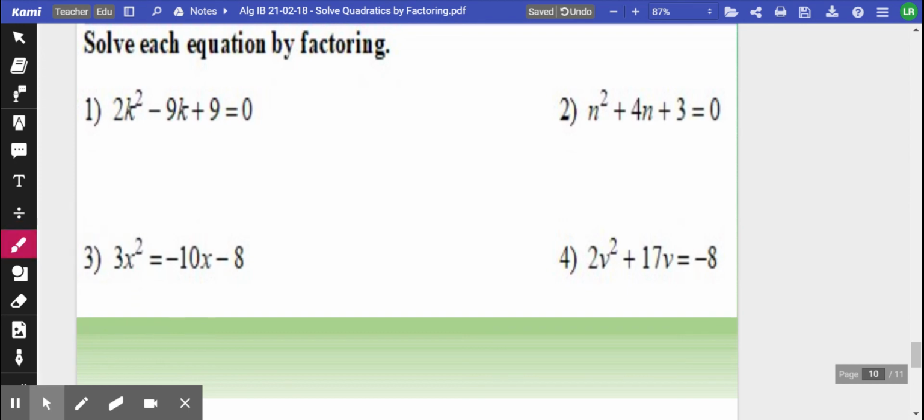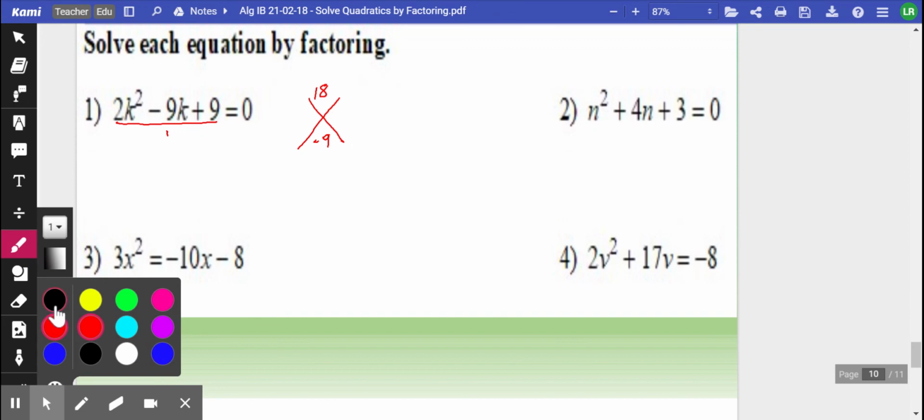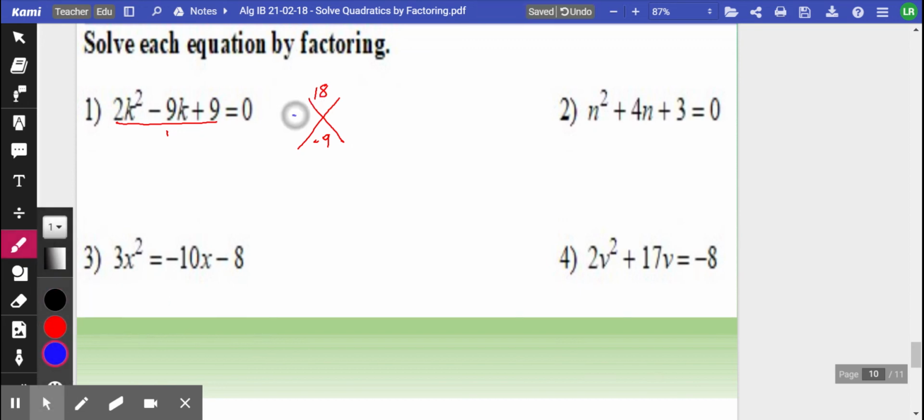All right, this one's equal to 0 already. So what can I divide out? 1, it's done. Magic numbers: multiplies to be 18, adds up to be -9. Magic numbers here are going to be -3 and -6. Okay, so I put this together. I'm going to do the traditional way, this first couple. 2k minus 3, 2k minus 6 equals 0.